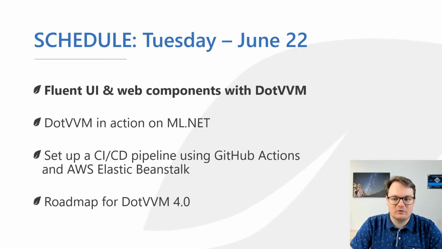Then we have two sessions from our developer advocates. First is DotVVM in action on ML.NET from Daniel Gomez. And also we have a session about CI/CD pipelines using GitHub Actions from our advocate Vincent Noach. And finally, I will close this conference with a short session about the plans for DotVVM 4 and what features you can look forward to in our next release. And I will be showing some demos because some of the things already work.